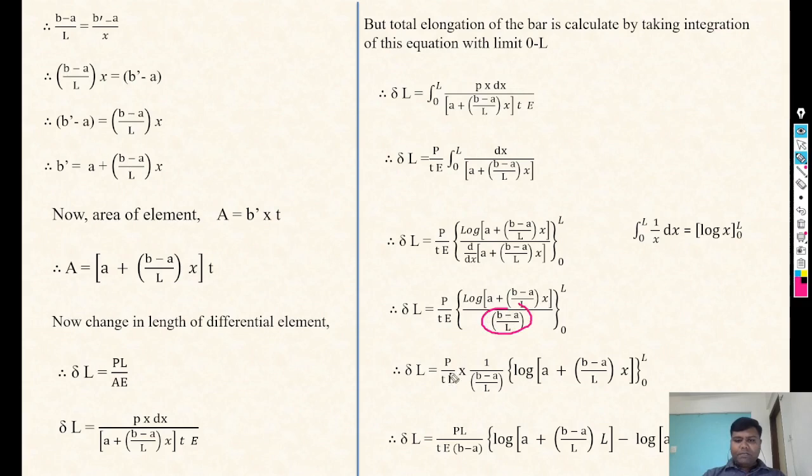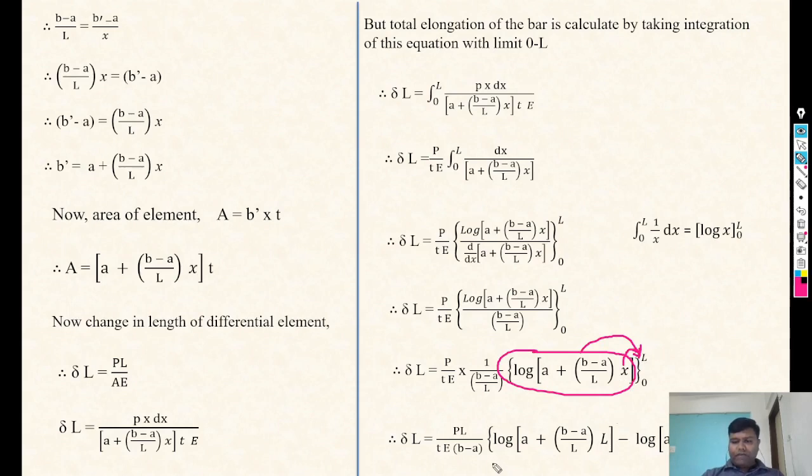P divided by TE as it is. 1 divided by B minus A by L. So log of A plus B minus A by L into X, 0 to L. So just put the upper limit first and then minus the lower limit. It's a mathematical term.